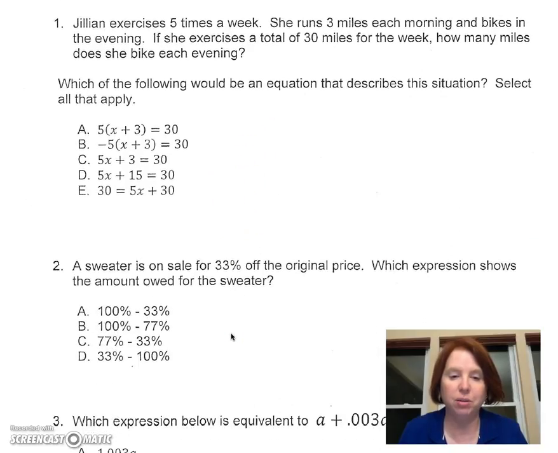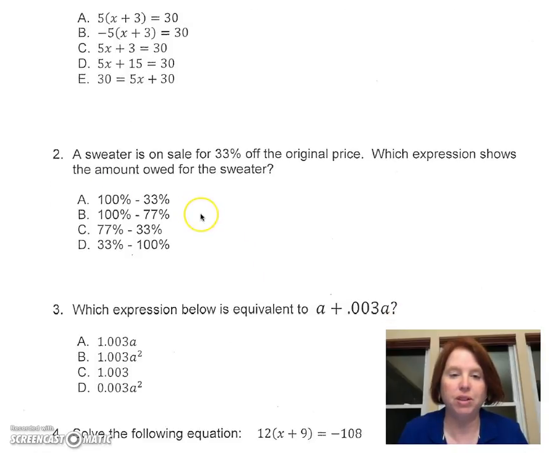Okay, question 2. A sweater is on sale for 33% off the original price. Which expression shows the amount owed for the sweater? Letter A, 100% minus 33%. Letter B, 100% minus 77%. Letter C, 77% minus 33%. Or letter D, 33% minus 100%. Which expression shows the amount owed for the sweater?